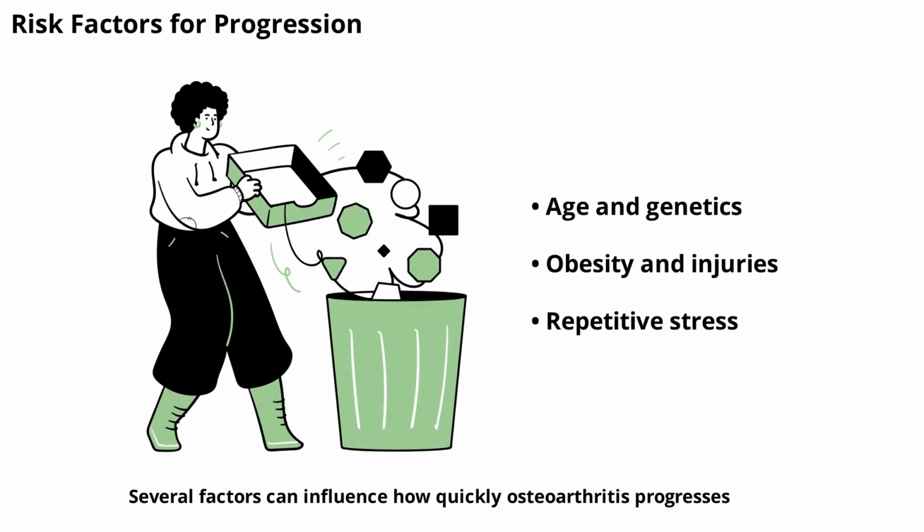Several factors can influence how quickly osteoarthritis progresses. Age is a major risk factor, as cartilage naturally wears down over time. Genetics, obesity, previous joint injuries, and repetitive stress from certain jobs or sports can also accelerate the process. Understanding these risk factors can help individuals take steps to slow progression.